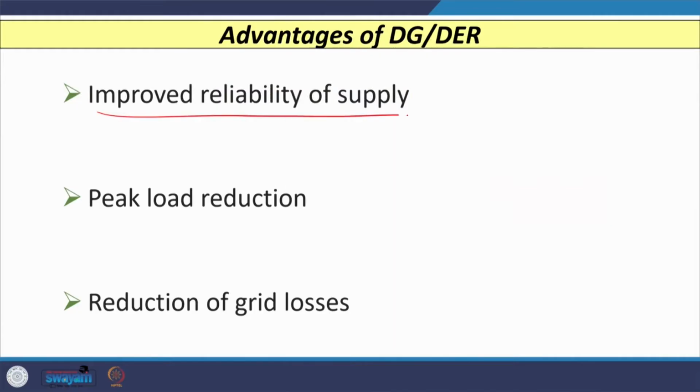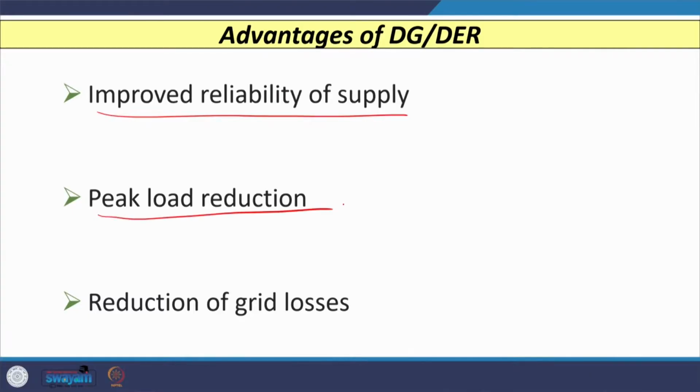Now, there are three important advantages of DG or DER. The first advantage is improved reliability of supply, because some additional diversified energy option is available. Second is peak load reduction. As and when there is a huge demand of load, during peak hours you can easily connect the DG and supply this load, and the peak load can be reduced.